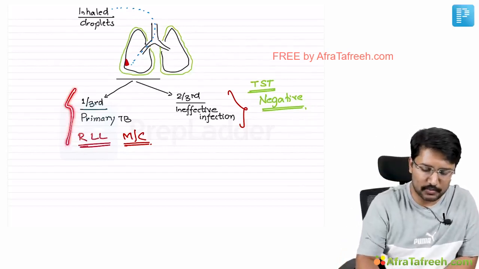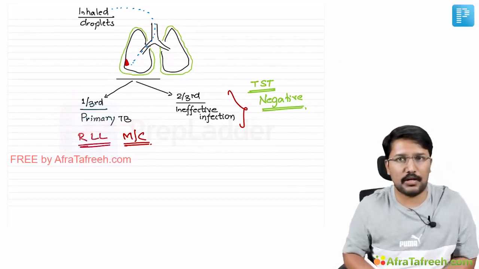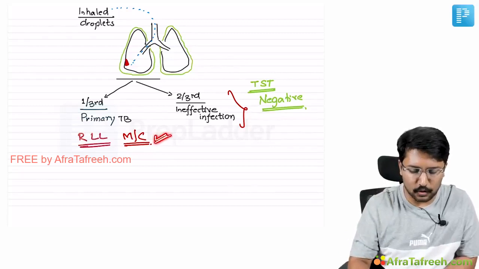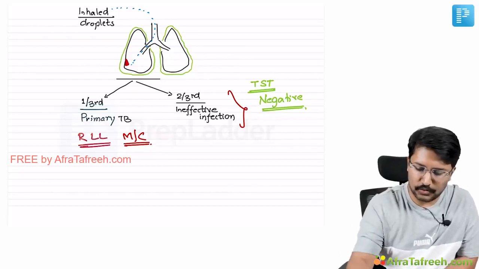So 1/3 of those who are exposed will develop what we call primary tuberculosis. As I've already told you, the most common site is the right lower lobe. Okay, so there are 2 points to note here.